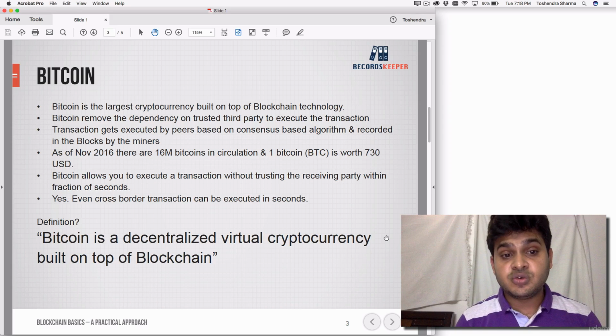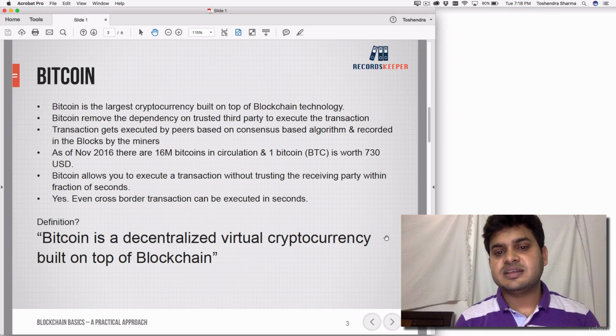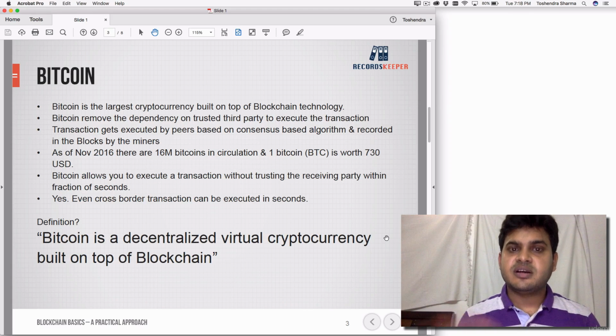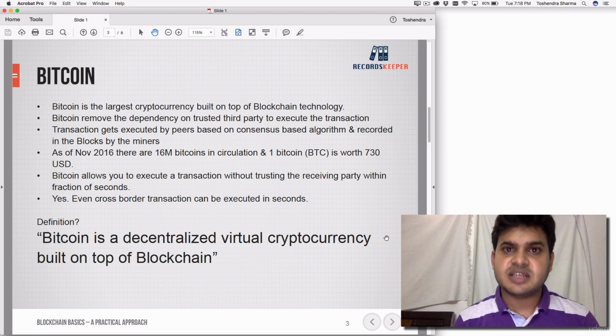Bitcoin also allows you to execute a transaction without trusting the receiving party. It means that without trusting the receiving party, you can execute the transaction and ensure that the person has received it.